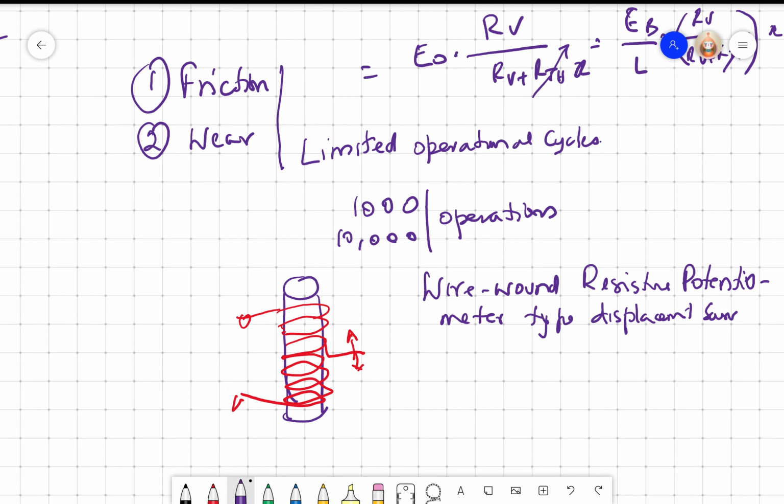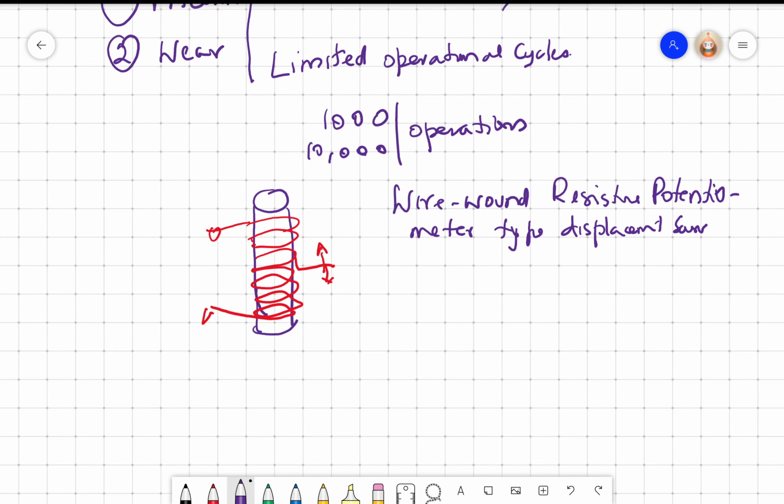The advantage of a wire wound resistive potentiometer is that you can put a slightly thicker wire. Also, wire can be made non erosion type, and you can use a sacrificial brush as the wiper. So when the brush goes bad, you can simply replace the brush and continue to use, right? Multiple operational cycles you can get. But if you solve one problem in life, you will always introduce another one, if not two, right?